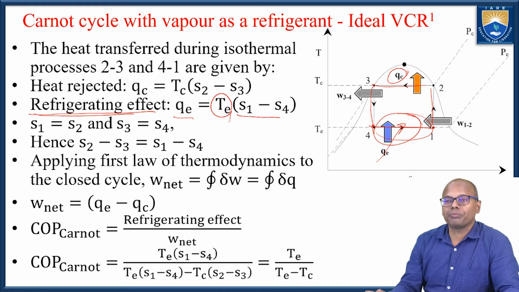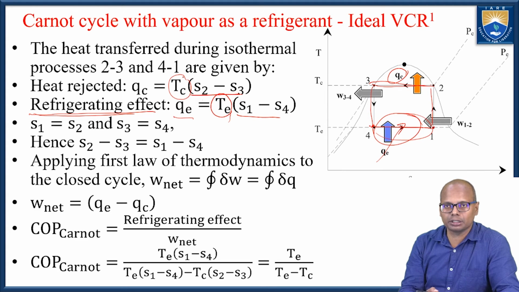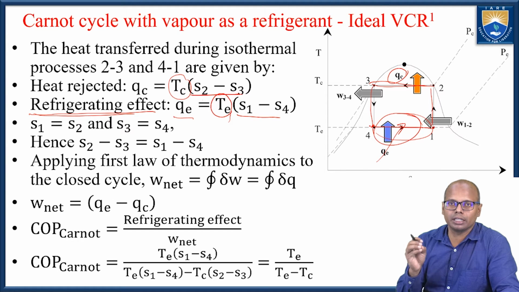Now, what is the amount of heat rejected? The heat is rejected from 2 to 3. When the heat is rejected here, the entropy is getting reduced, so it is S2 minus S3. It is maintained at a constant temperature, called the condenser temperature, TC. So constant temperature is to be maintained in the Carnot cycle. The temperature of the condenser is maintained at TC and the temperature of the evaporator is maintained at TE.